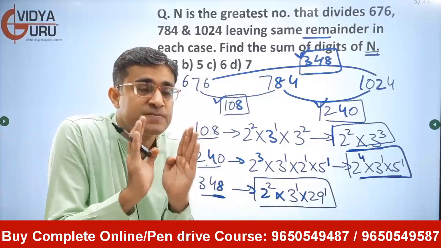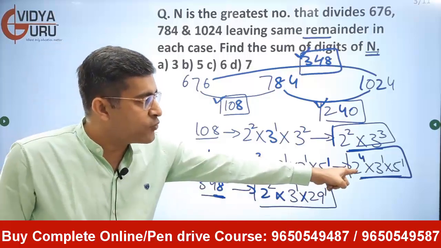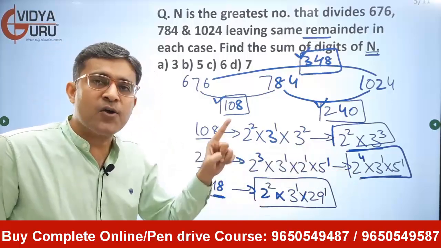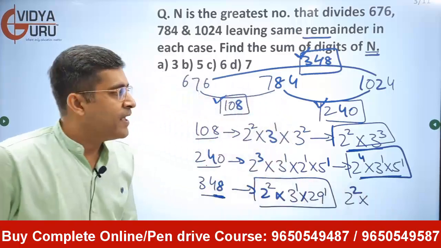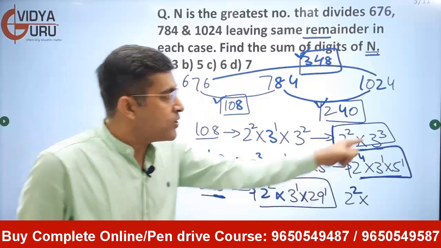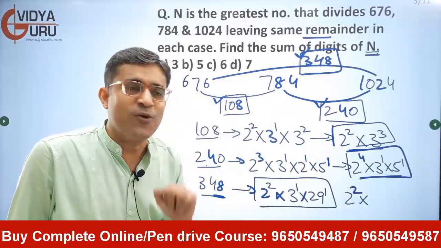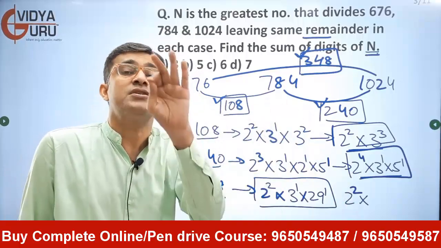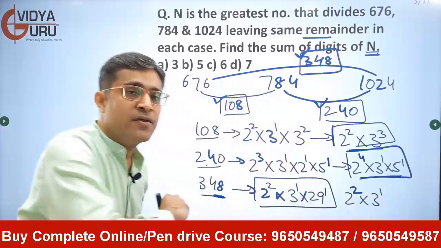I have to choose the smallest power of 2. So what is the smallest power of 2? Out here we have 2 raised to power 4, but the smallest power of 2 is 2 squared. Sure. And now what is the other common factor? The other common factor is 3. Out here we have 3 cubed, but in others we have only 1 power of 3. We have to choose the smallest power of 3. So it will be 3 raised to power 1.